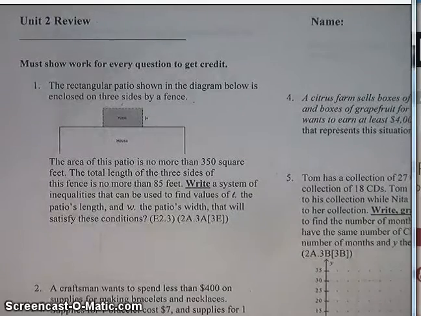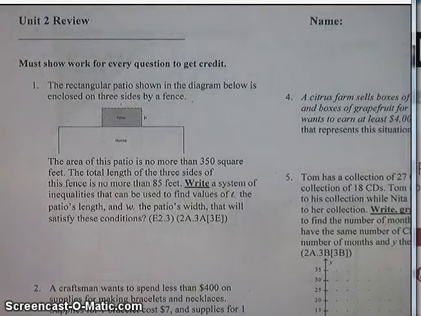This is Mr. Alexander, and I want to work through this Unit 2 test review with you. So let's get right to it. First question is a word problem.